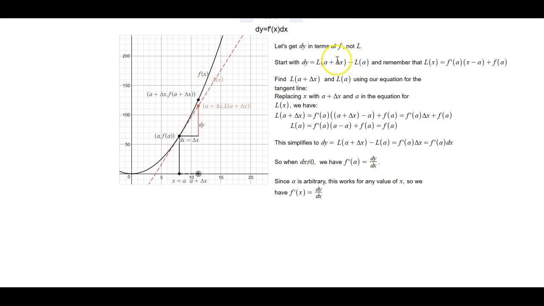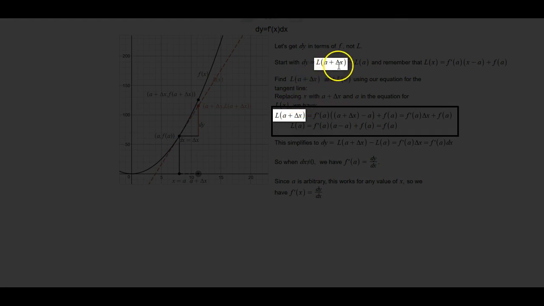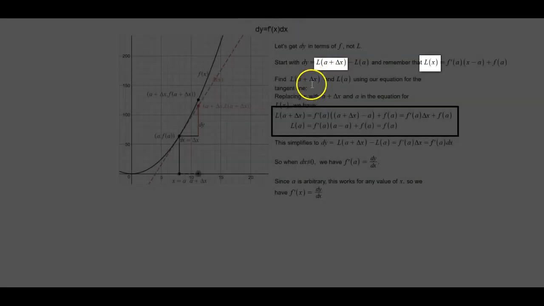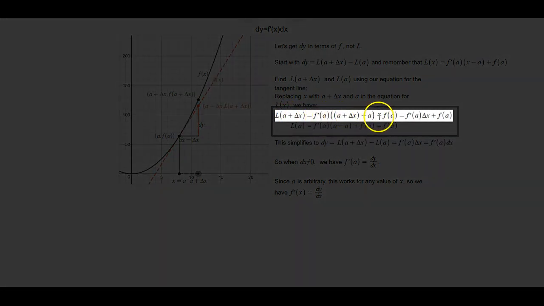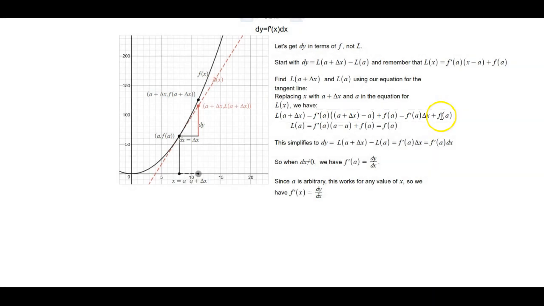So right now dy is in terms of the tangent line. So let's get it in terms of the function now. So remember the definition as far as the linear equation for the tangent line. So if I replace L of a plus delta x with this equation, this simplifies. I'm replacing the x in L of x with a plus delta x here. And this simplifies to f prime of a times delta x, because these a's subtract out, plus f of a.